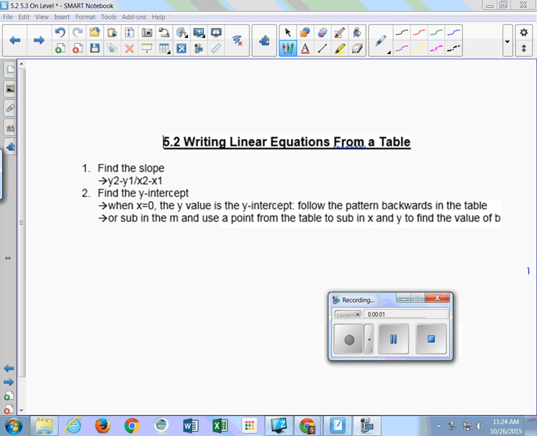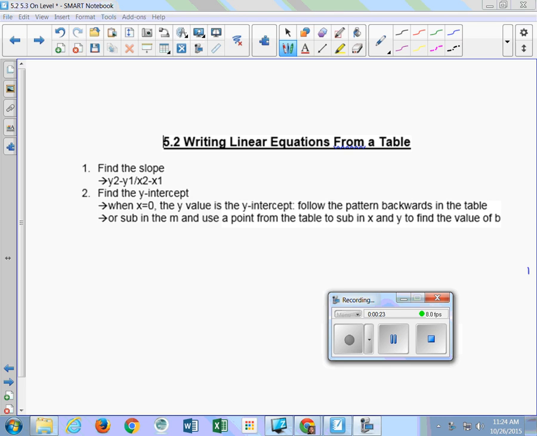Starting 5.2, writing linear equations from a table. There are 2 steps: find the slope using the slope formula, and then find the y-intercept. You're basically finding the value when x is 0. That y value is the y-intercept. Follow the pattern backwards in the table, or sub in the m and use a point from the table to sub in x and y to find the value.